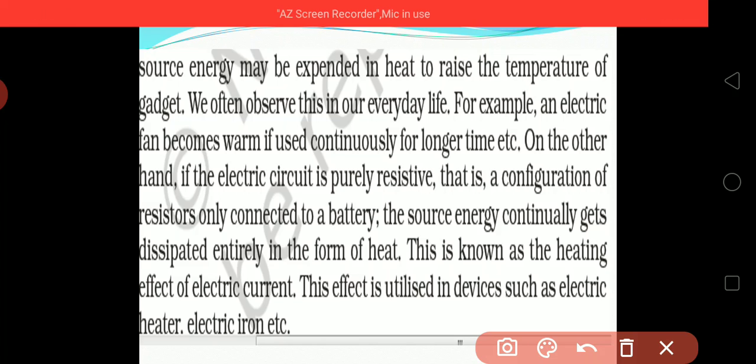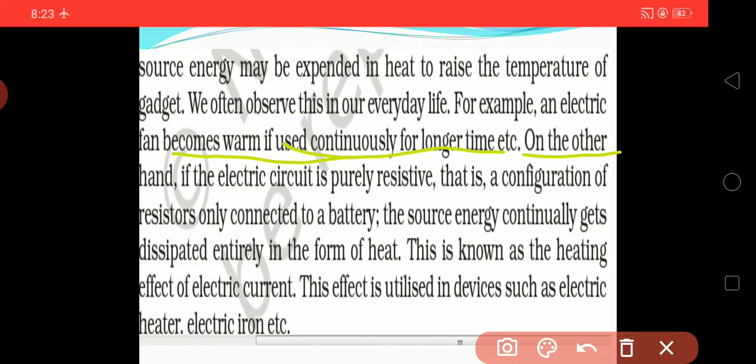We often observe this in our everyday life. For example, an electric fan becomes warm if used continuously for a long time. If we are using an electric fan for a long period of time, then what will be seen? The fan gets warm.